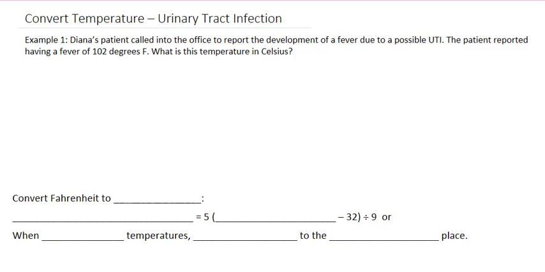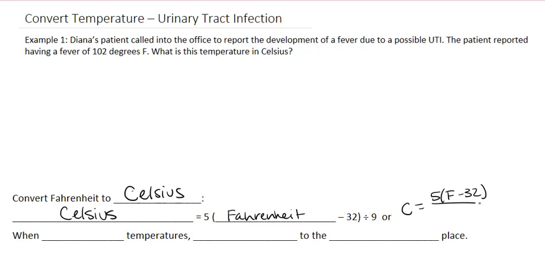So to convert Fahrenheit to Celsius, we will need to know that Celsius is equal to 5 times Fahrenheit minus 32, divided by 9, or as shown, C equals 5 times (F minus 32) over 9.